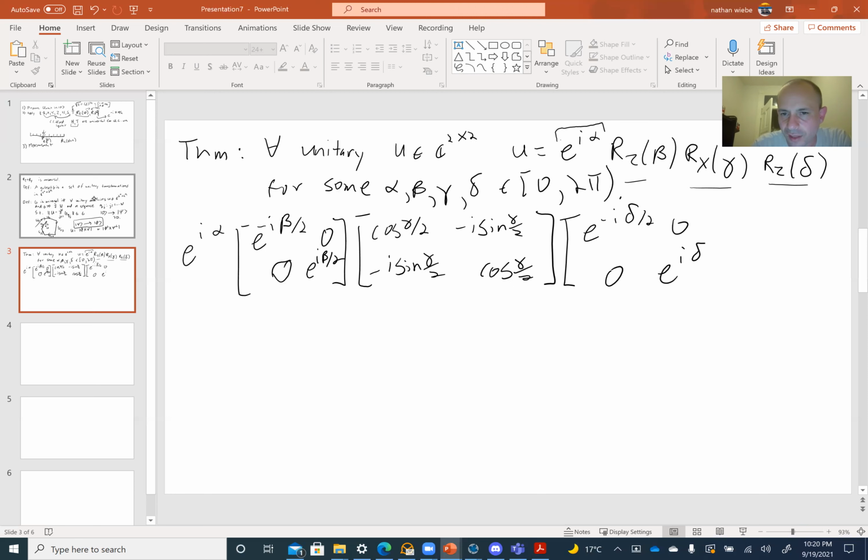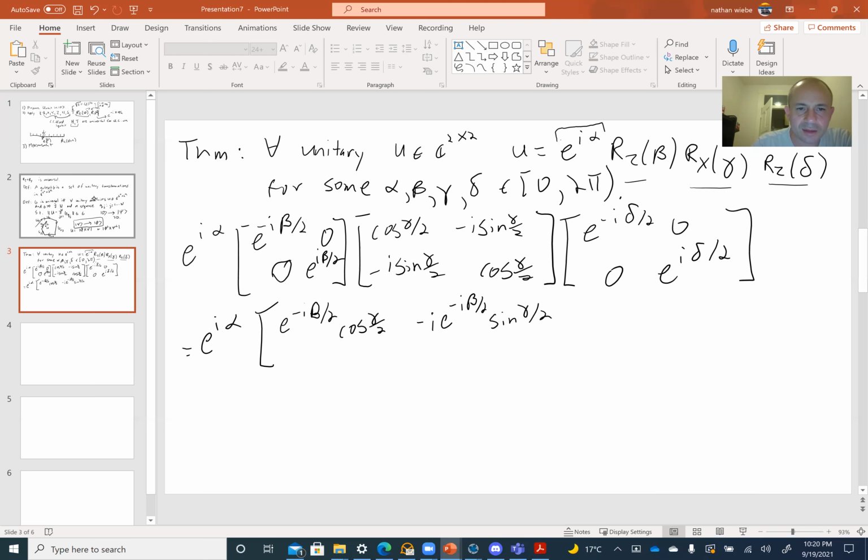0, 0, e to the I delta over 2. Now, let's multiply all of these through. This is equal to e to the I alpha, row 1 times column 1, which is e to the negative I beta over 2, cosine gamma by 2, negative I e to the negative I beta over 2, sine gamma over 2. Now, next we multiply the bottom ones and we get negative I e to the I beta by 2, sine gamma by 2.